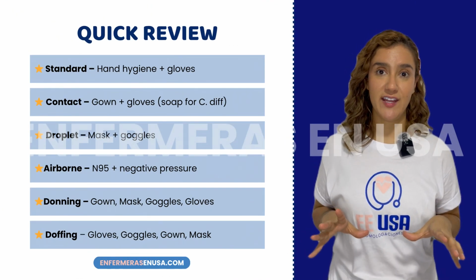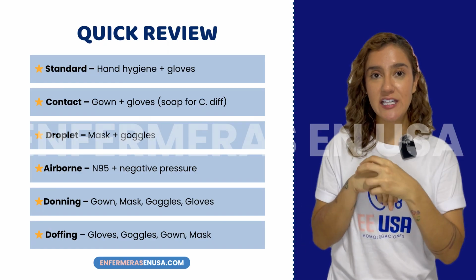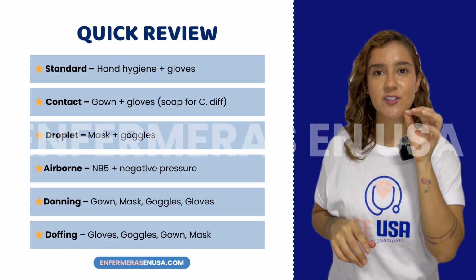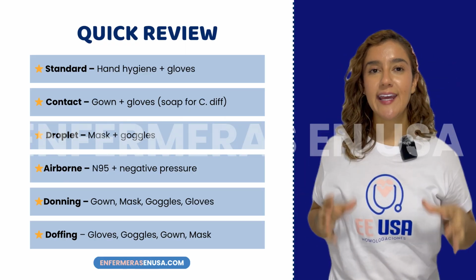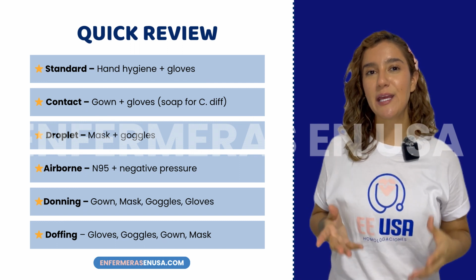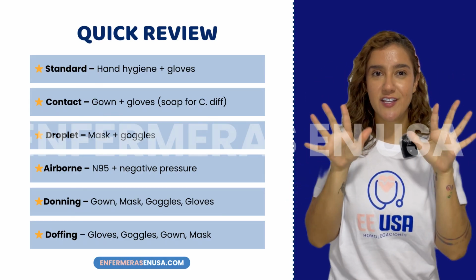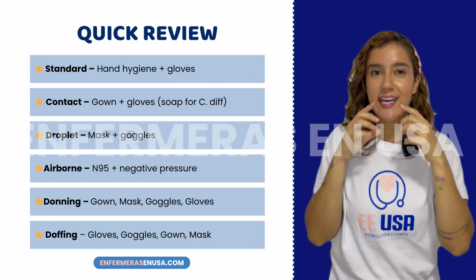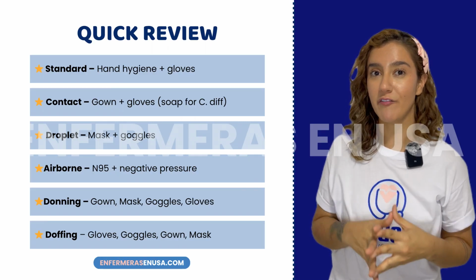Let's summarize everything. If we're talking about isolation precautions: Standard, hand hygiene and gloves. Contact, gown and gloves. If we talk about Clostridium difficile, soap and water. Droplet, surgical mask and eye protection. Airborne, N95 respirator and negative pressure room. And if we talk about PPE, donning is gown, mask, goggles, and gloves. And doffing is gloves, goggles, gown, and mask. If you can recall this structure, you'll handle almost any NCLEX question on infection control with confidence.